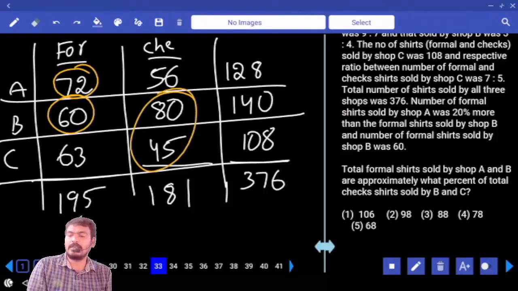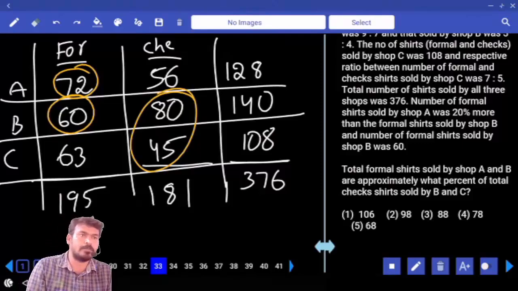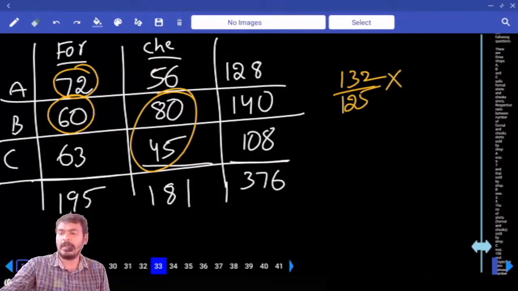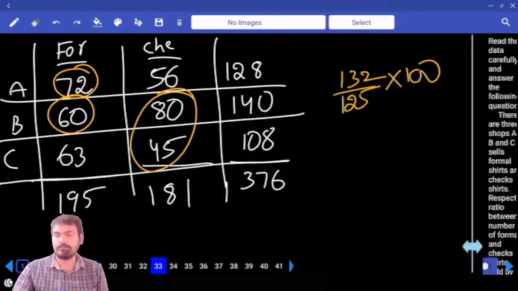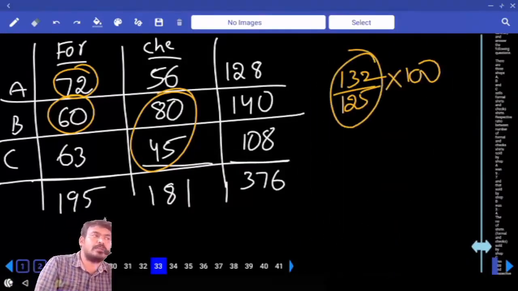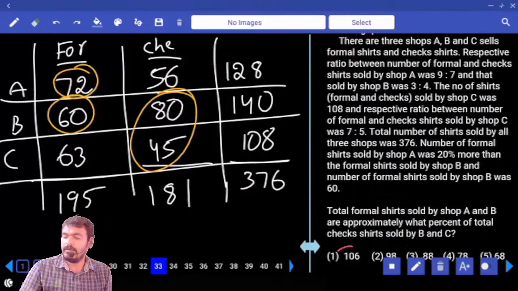125. 132 and 125. We require what percent, or not? Then we write 132 by 125 into 100, or not? Approximate or exact? Approximate. 132 by 125 means the numerator is more than the denominator, or not? Obviously we are getting more than 100% or less than 100%? More than 100%. How many options are more than 100%? Only one.